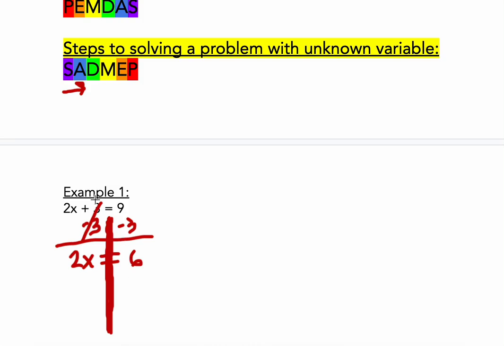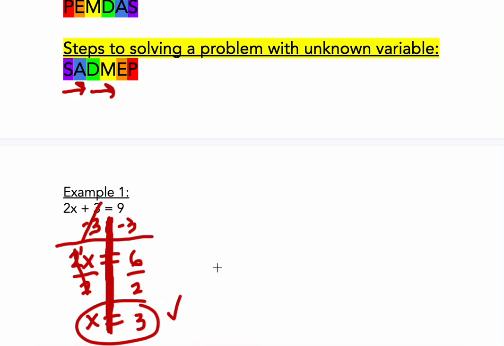Okay, next up, divide or multiply, whichever one I see first. Well, I see multiplication, so the inverse operation is division. If this is being multiplied by 2, 2 times x, I'm going to do the opposite, which is divide by 2. 2 divided by 2 is 1, so I end up with 1x, which is still x, equals 6 divided by 2 is 3. So I get the answer x equals 3.